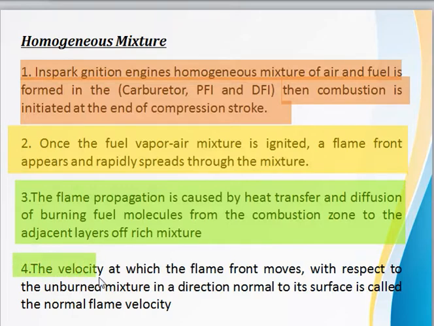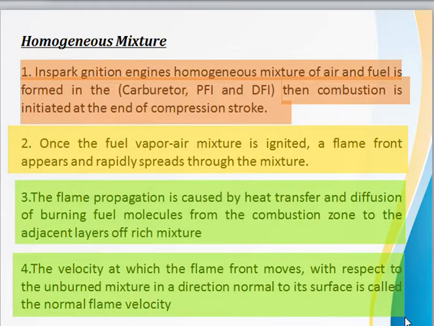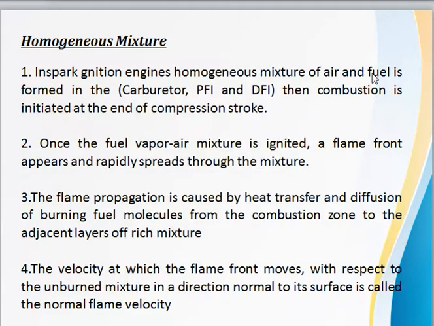Now, the velocity at which the flame front moves with respect to the unburnt mixture in the direction of the normal to its surface is called the normal flame velocity, or it is also called the flame speed. So in other terms, the velocity at which the flame travels towards the unburnt mixture to get it ignited, that is in the normal direction of the unburnt mixture, that velocity is called the normal flame velocity, and also the flame speed. Let us move ahead.